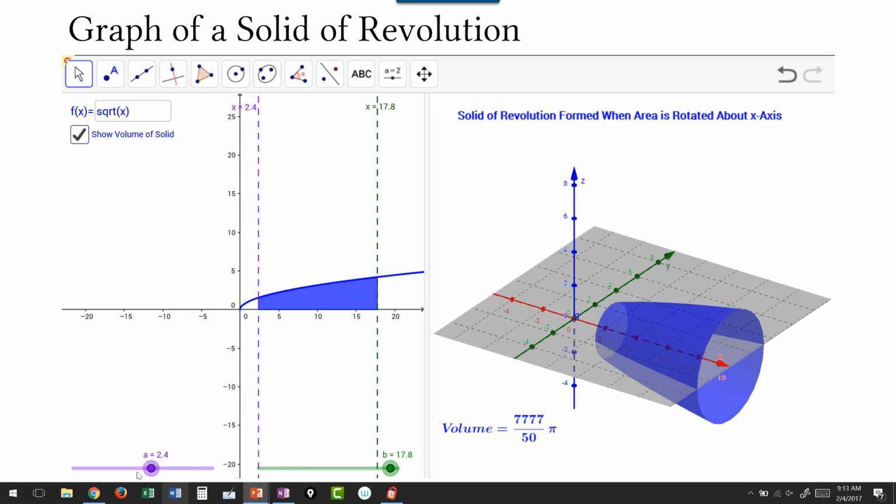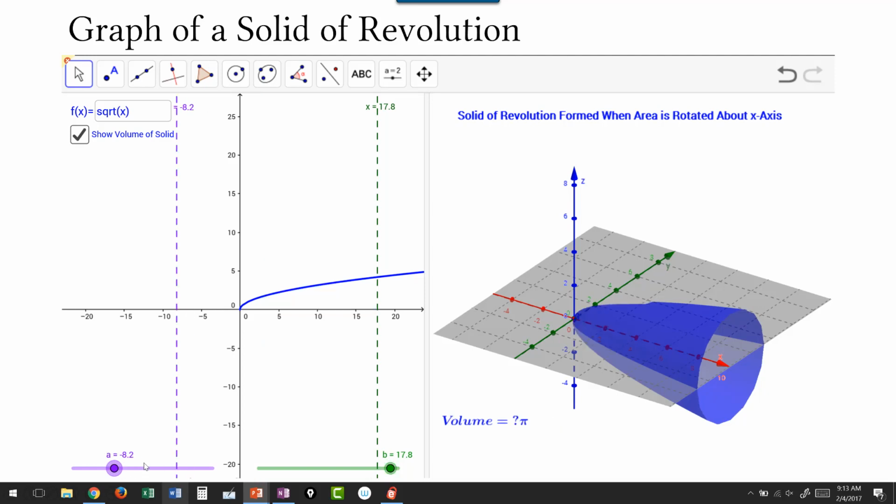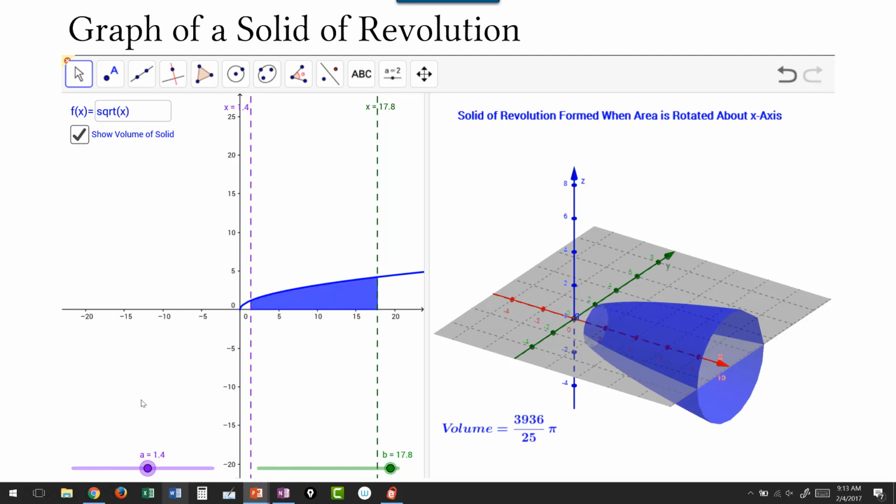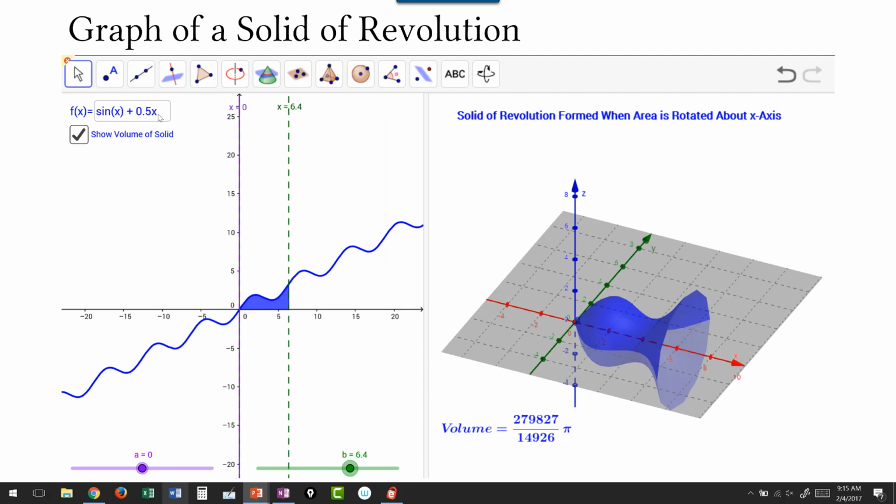Same goes for a. We could move that to the left or right. And we can also change the function. Instead of square root x, I could use a function like sine x plus 0.5x, and we see on the left we get a more interesting function maybe than the square root x was, and on the right we see the resulting kind of bell shape that we would get if we revolve that curve around the x-axis.